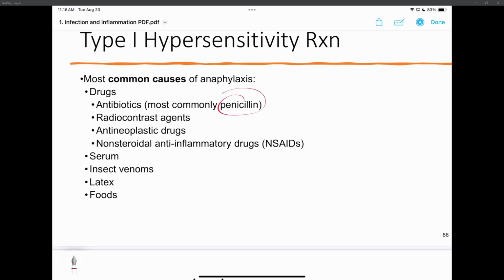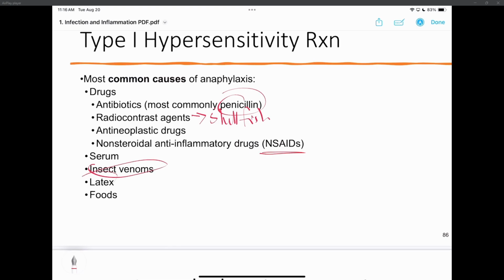Radiocontrast agents. Be very careful with contrast dyes. They can cause allergic reactions as well. That's why you have to ask about allergies to what? Shellfish. Because there's cross-reactivity between shellfish and the contrast dye. Antineoplastic drugs and NSAIDs can also cause it.